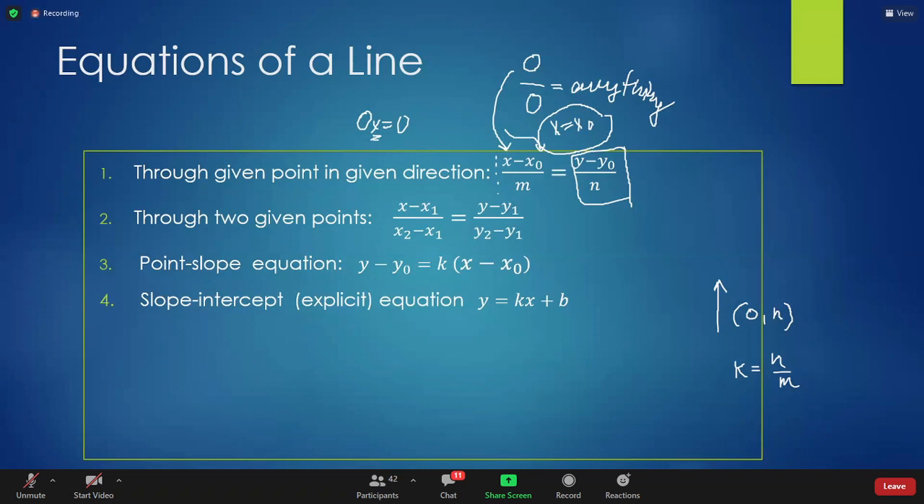Okay, and so we call this the explicit equation, or slope-intercept equation, because if x is 0, then y is b from this equation. And as we already saw last time, b is the number on the y-axis through which the line passes. So one point from this form is always visible, and that is (0, b).